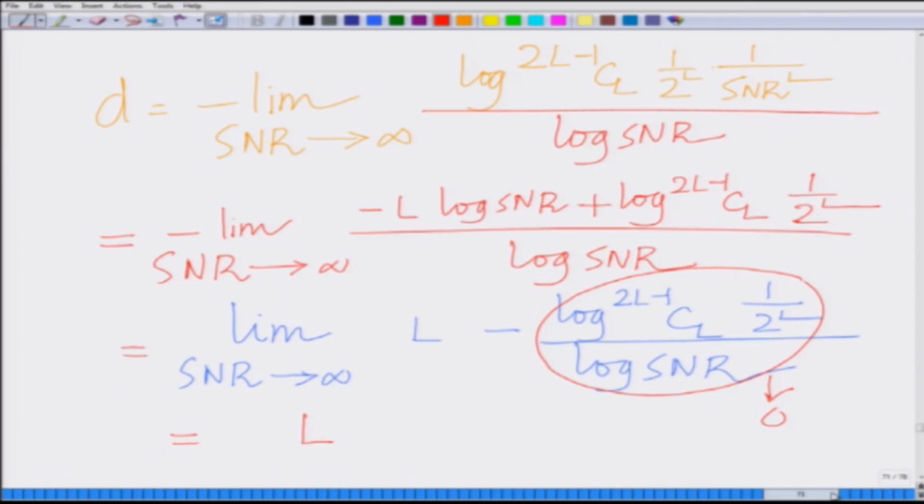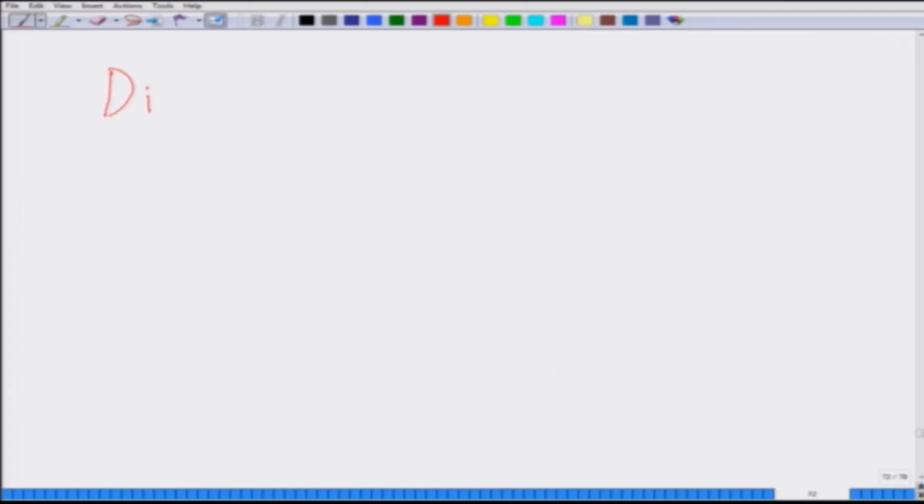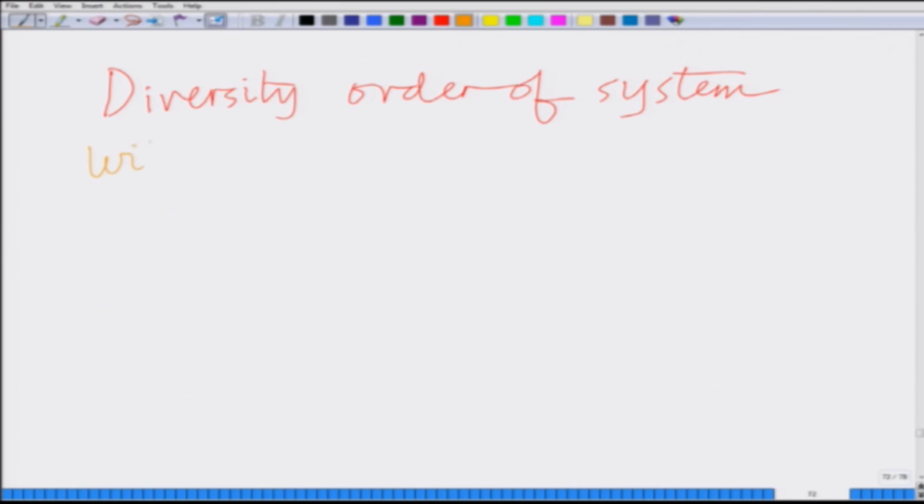Therefore, the diversity order of the system with L antennas is basically equal to L. So, the diversity order of a system with L antennas is equal to L.